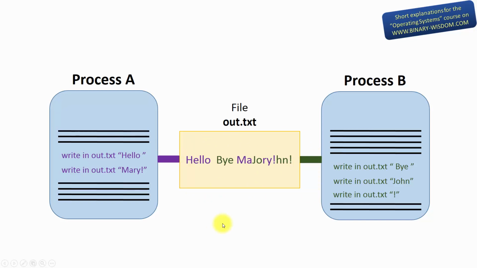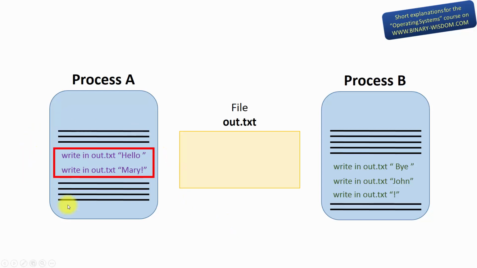Now, what does it mean that a process uses a resource? It means that the process executes the part of its program code that deals with this resource. So, in process A, these two commands deal with file out.txt, and in process B, these three. The trick is not to run these commands from process B while we are running these commands from process A. Or you can say it the other way around. Do not perform file writing A before B executes its file writing commands.